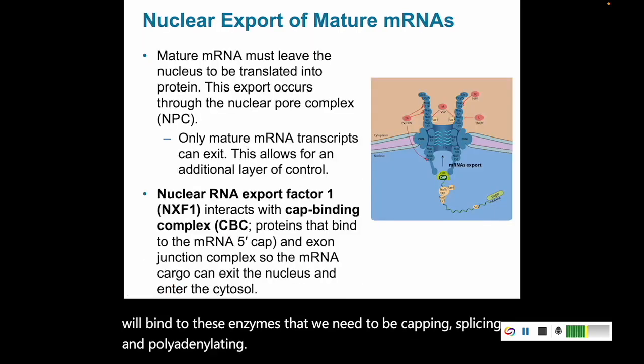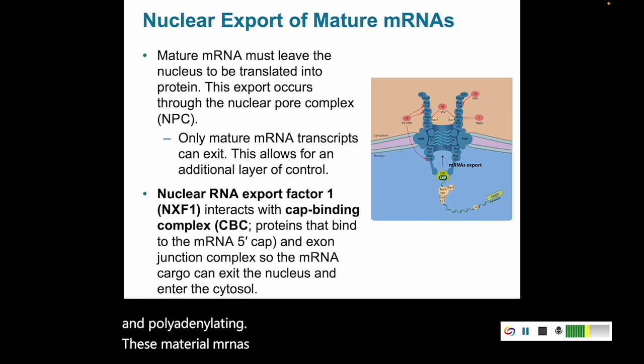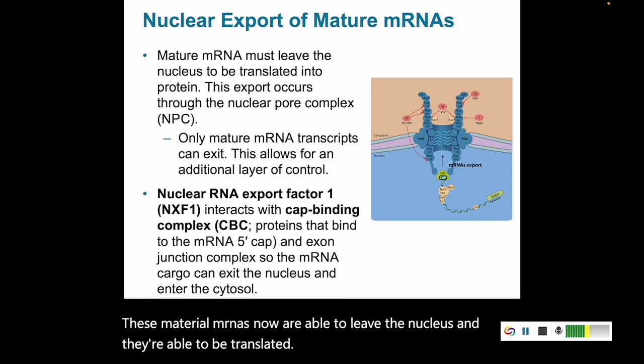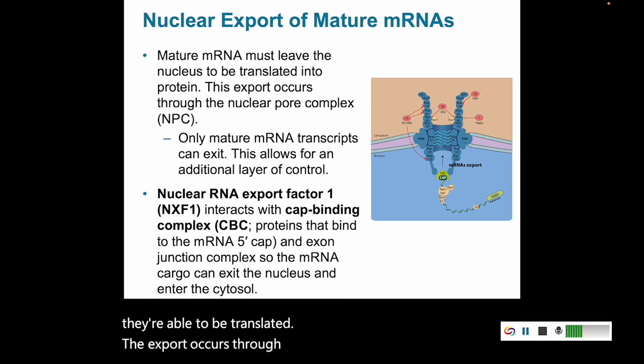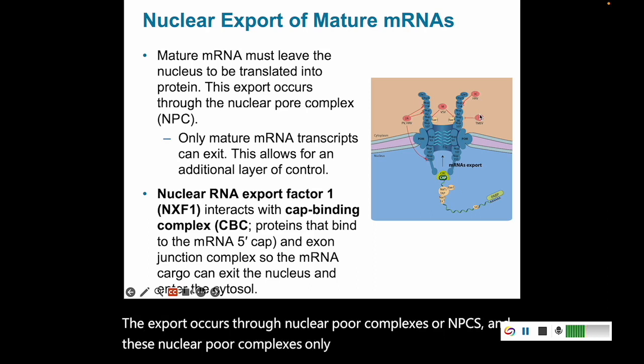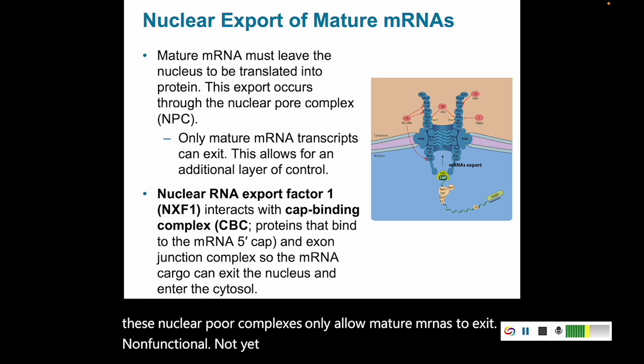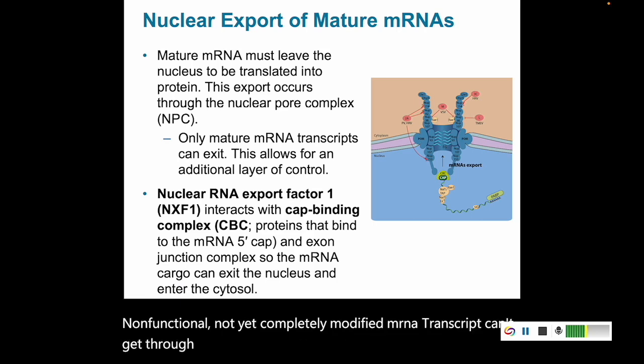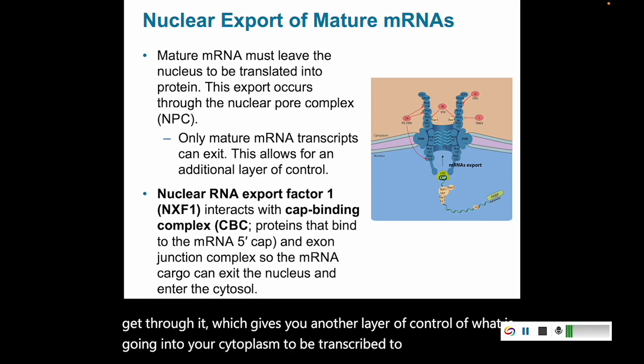These mature mRNAs now are able to leave the nucleus, and they're able to be translated. The export occurs through nuclear pore complexes, or NPCs, and these nuclear pore complexes only allow mature mRNAs to exit. Non-functional, not yet completely modified mRNA transcripts can't get through, which gives you another layer of control of what is going into your cytoplasm to be translated.